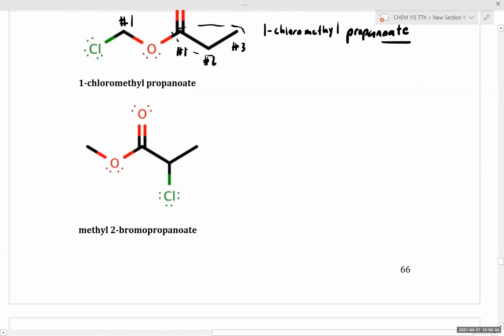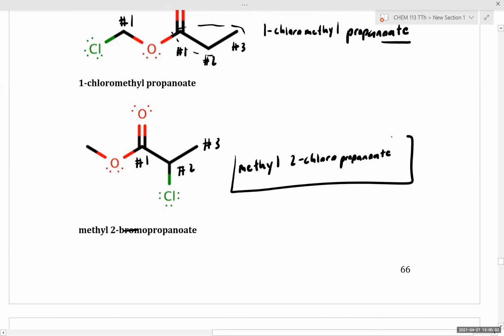In this next case, let's look at what happens if we have substitution at the carboxylate side chain. So we name our first alcohol chain as methyl. That should be chloro. So we have a propyl chain. The chlorine group, or chloride, is at carbon 2. So we name this as methyl 2-chloropropanoate. Notice how the alcohol side chain and the carboxylate side chain each have their own unique numbering convention. Does that make sense? Any questions on these naming conventions?